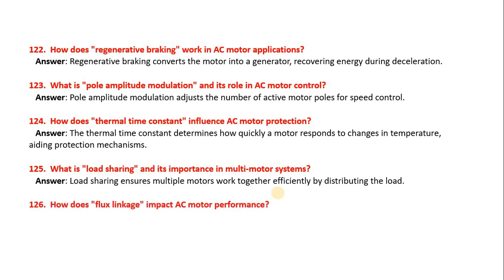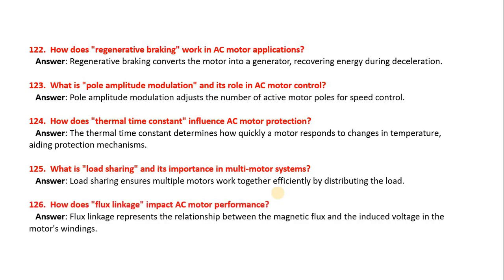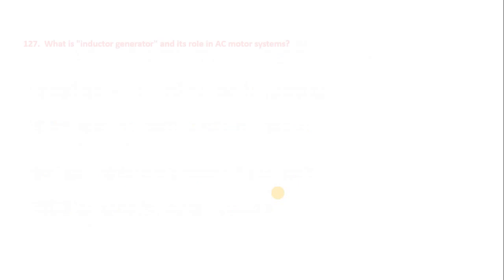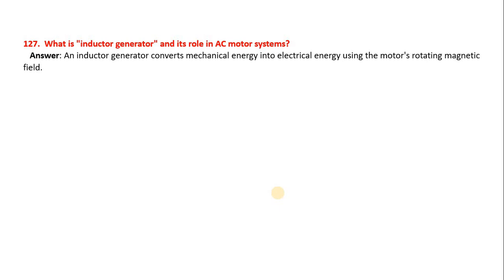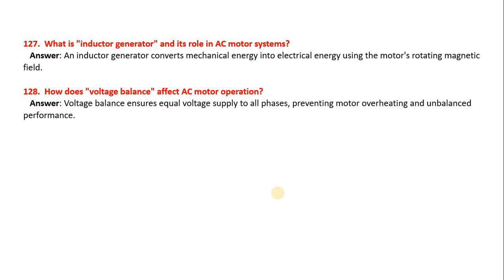How does flux linkage impact AC motor performance? Flux linkage represents the relationship between the magnetic field and the induced voltage in the motor's winding. What is inductor generator and its role in AC motor system? An inductor generator converts mechanical energy into electrical energy using the motor's rotating magnetic field. How does voltage balance affect AC motor operation? Voltage balance ensures equal voltage supply to all phases, preventing motor overheating and unbalanced performance.